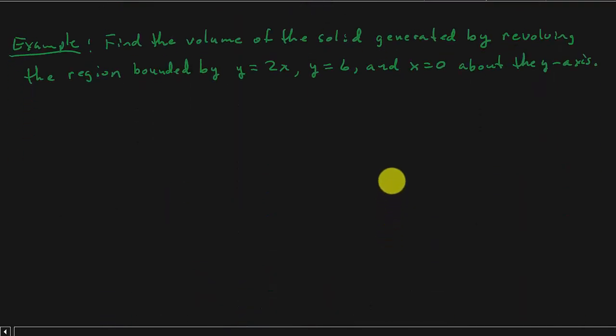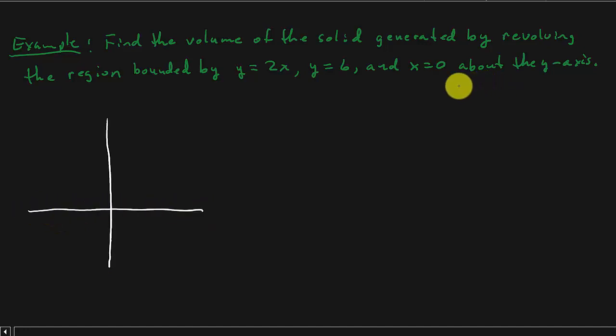All right, so here it says find the volume of the solid generated by revolving the region bounded by y equals 2x, y equals 6, and x equals 0 about the y-axis. Okay. All right, so let's just make a sketch.